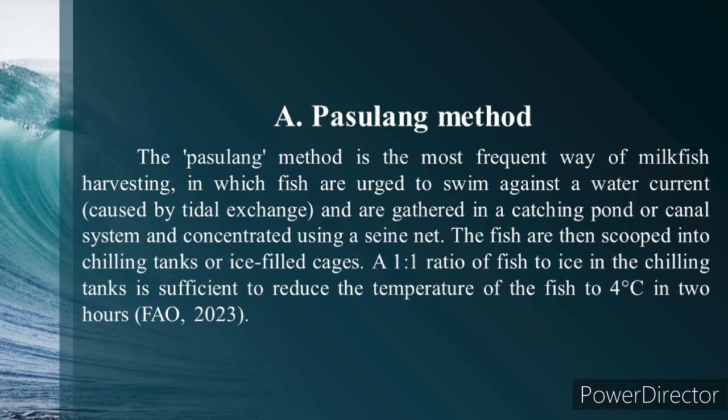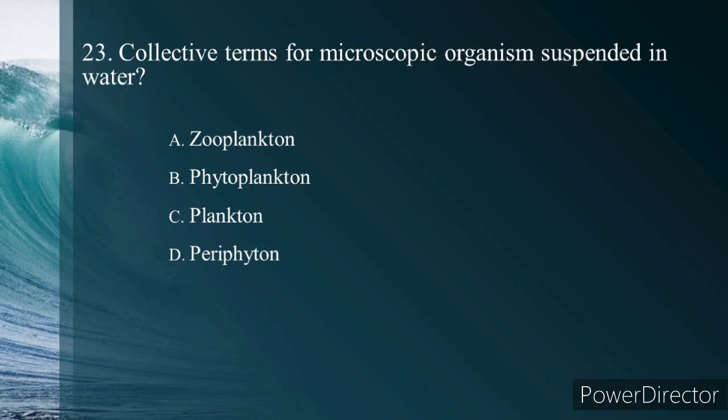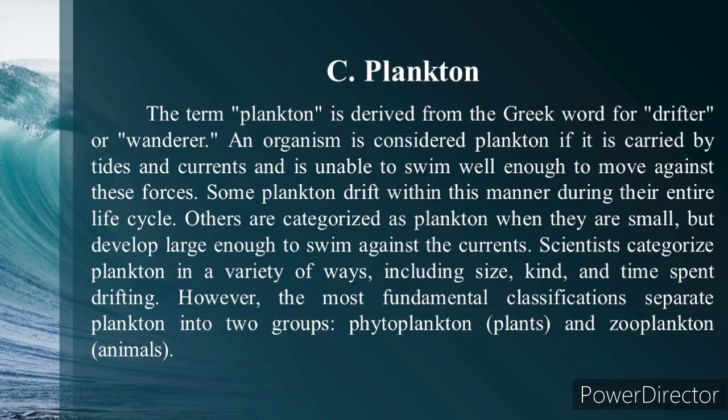Number 23. Collective terms for microscopic organisms suspended in water? A. Zooplankton. B. Phytoplankton. C. Plankton. D. Periphyton. 1, 2, 3. The answer is C. Plankton. The term plankton is derived from the Greek word for drifter or wanderer.